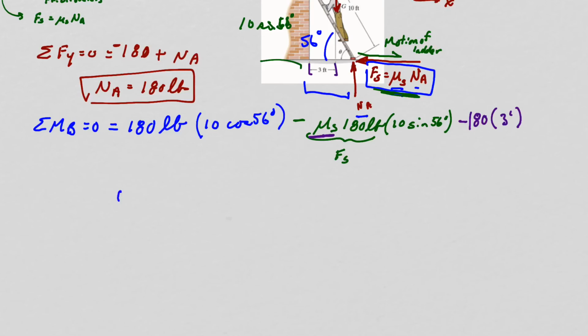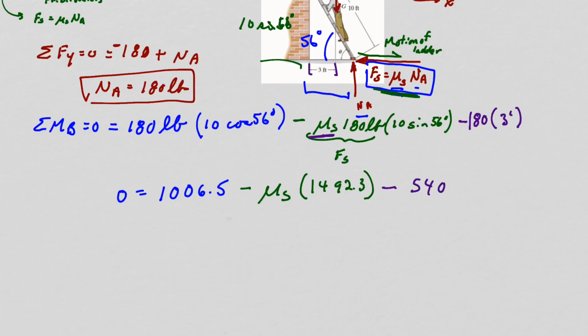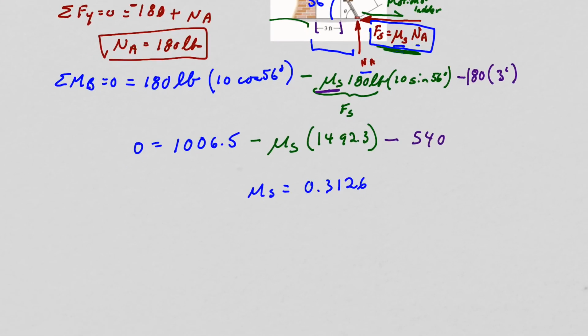This term, so again, this is equal to 0. The first term is 1006.5 minus our mu s times 1492.3, and then we have our minus 540. We can solve this out. We get mu s is equal to 0.3126. It asks for 3 decimal places. Our mu s equals 0.313.